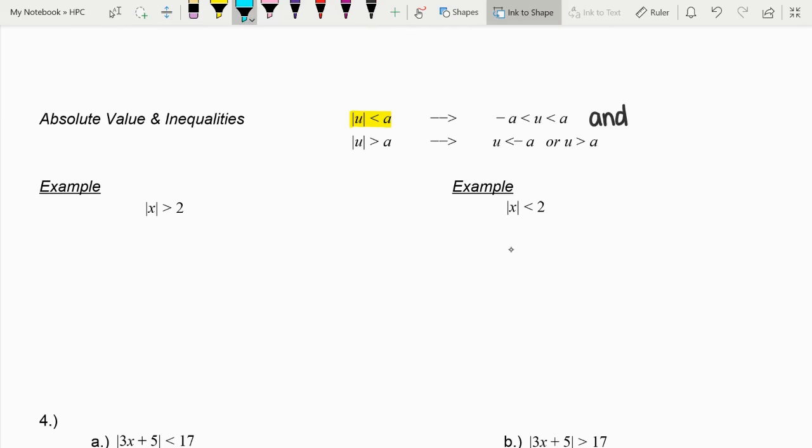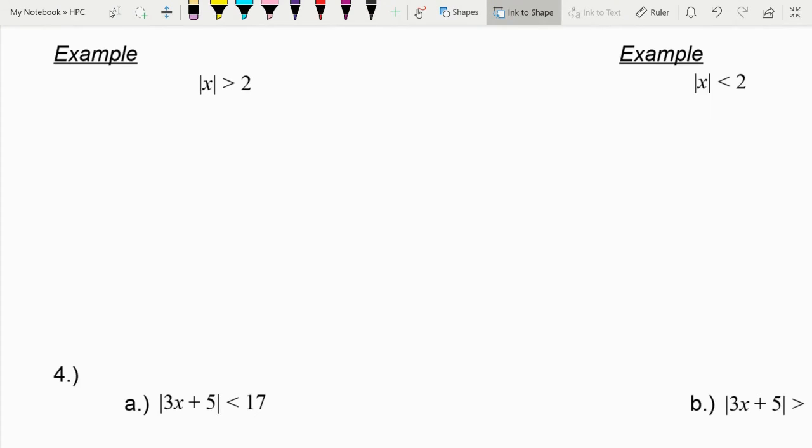And then we have the absolute value of u is greater than a. So since it's the greater than one, that's going to be an or problem. And we write it as u is less than -a or u is greater than a.